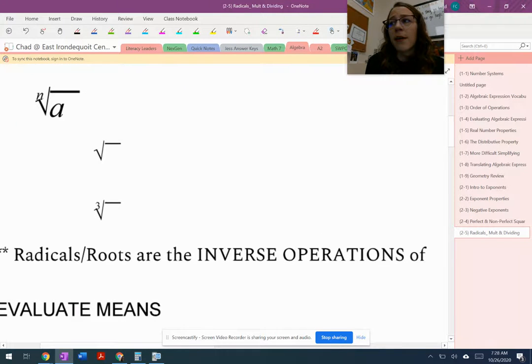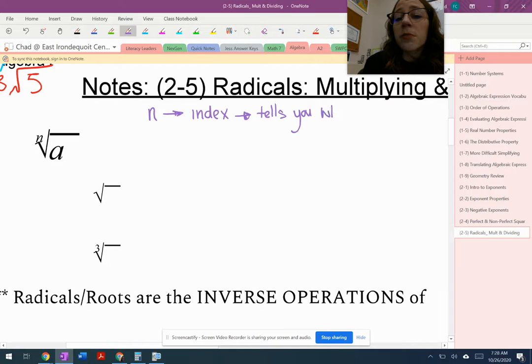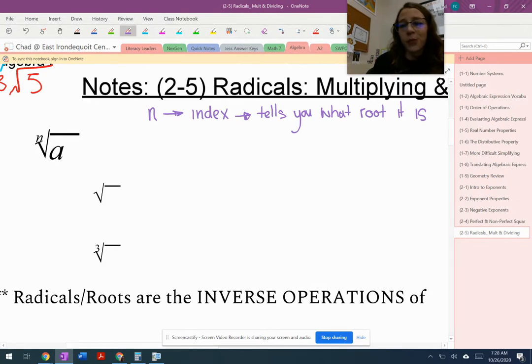So let's move on to that. Let's talk about what that n and that a represent. In this situation, the n represents what is known as the index. And the index tells you what root it is. So like a square root, a cubed root, a fourth root, a fifth root, a 15 millionth root, whatever root it is, that little index will tell you that.